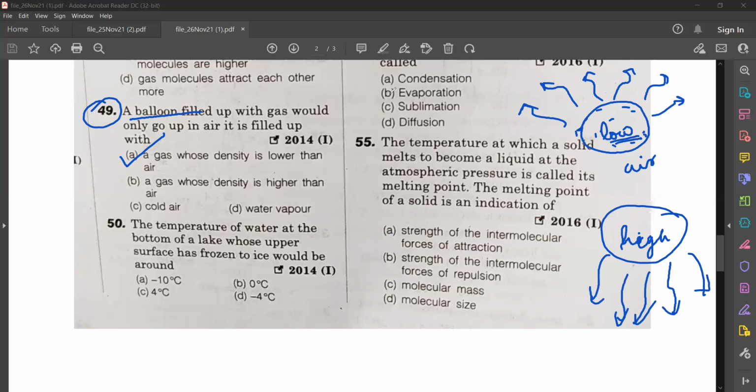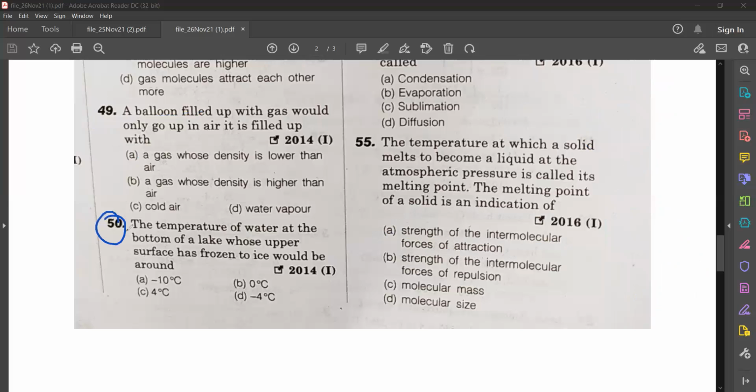Next question. Question number 15. Temperature of water at the bottom of a lake whose upper surface has frozen to ice would be around. Okay, so see what is the situation? The temperature of water at the bottom of a lake whose upper surface is frozen ice. So below that what will be there?